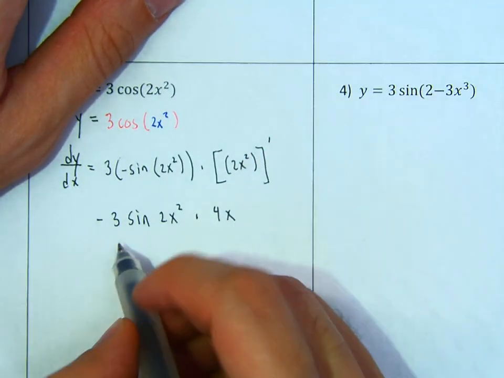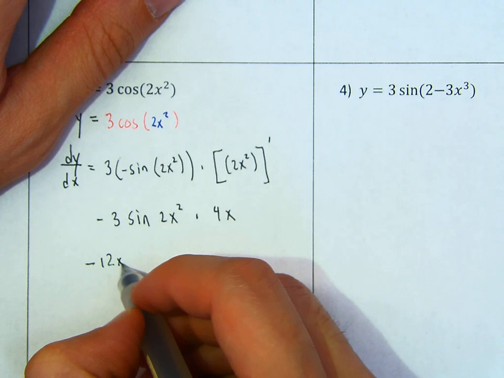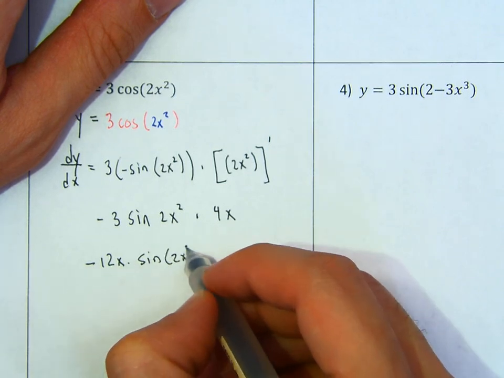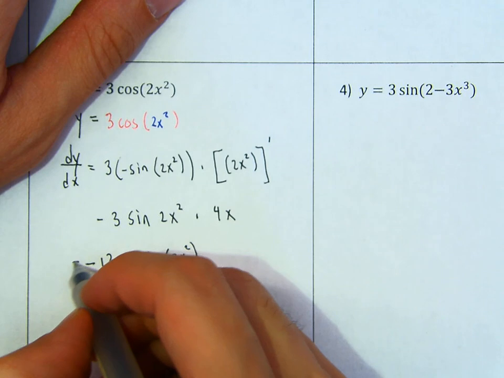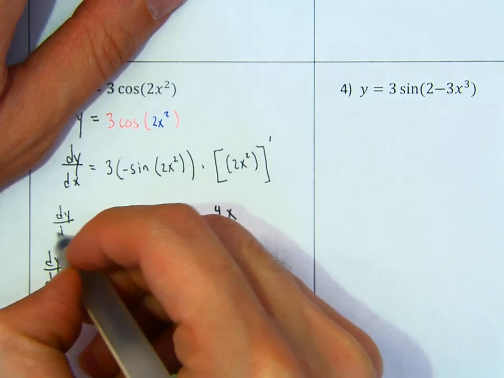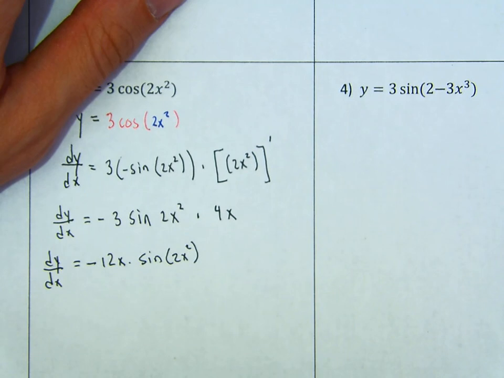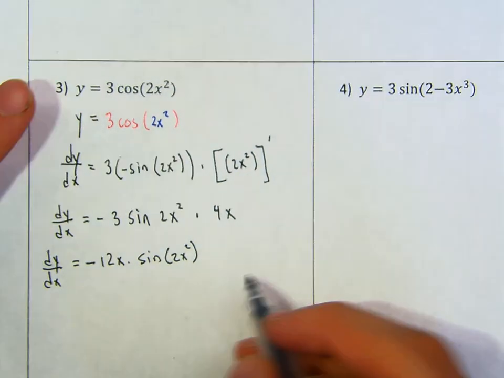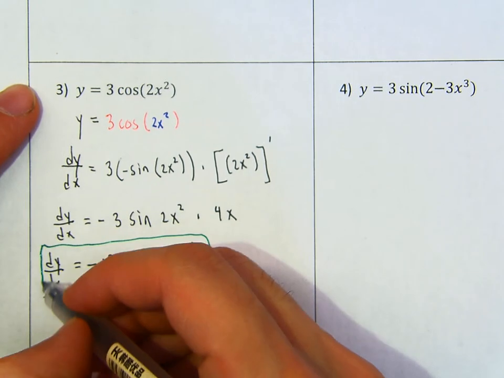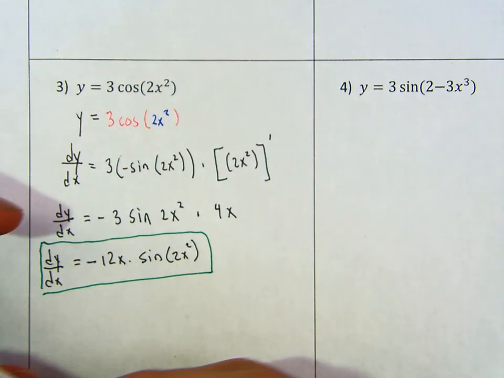And then here we'll just put this over here. So this is negative 12x times sine of 2x squared, and this is dy dx. You see, these are getting fun, right? Who's having fun? All right.